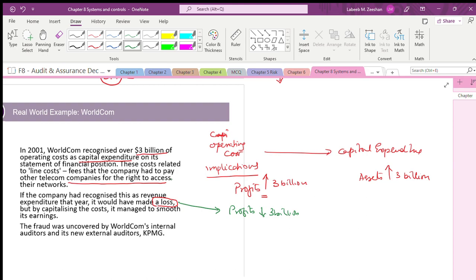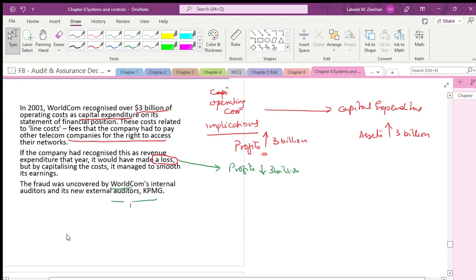The fraud was uncovered by WorldCom internal auditors and its new external auditors, KPMG. Is it right? If it is not a mistake, if it is not an error, and it happens in that way, it is going to be identified as a fraud.